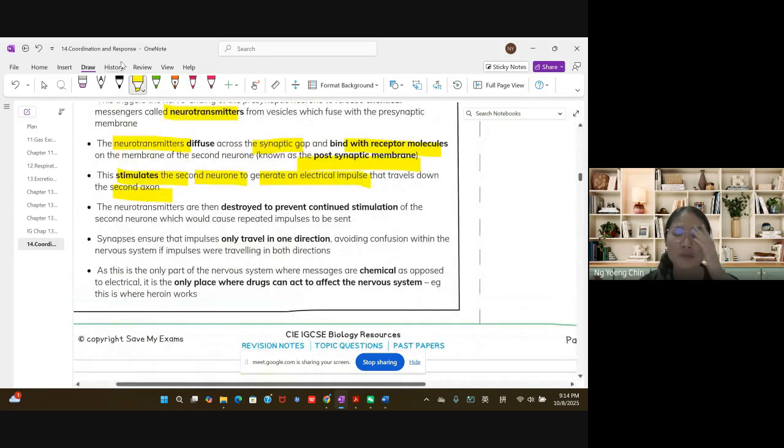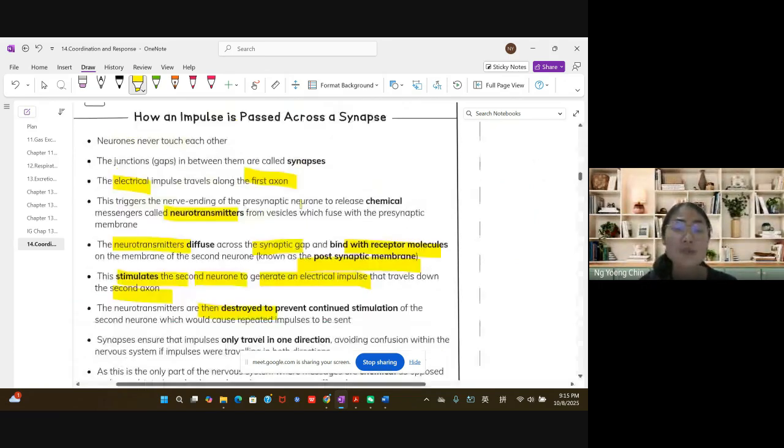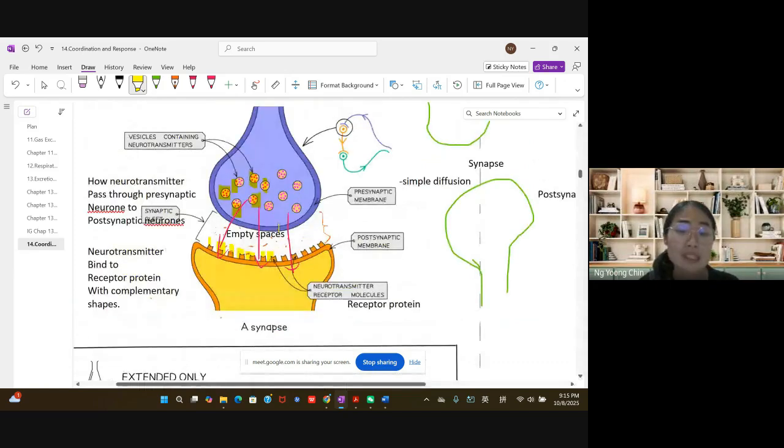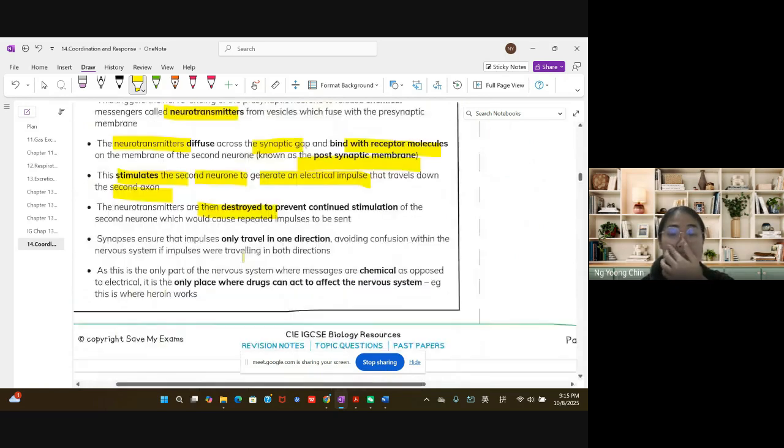So how does your body remove the neurotransmitter, since it cannot go back to the presynaptic neuron? It will be destroyed. It will be degraded by enzymes, sometimes, because the body wants to prevent the neurotransmitter from staying too long in the synapse and binding to the receptor protein too long. This is not good. You want to prevent continuous stimulation of the second neuron.